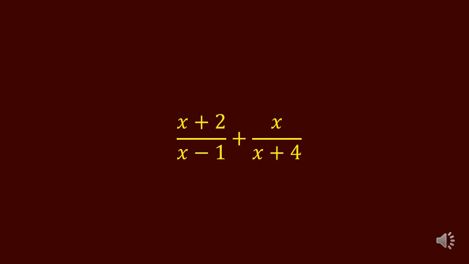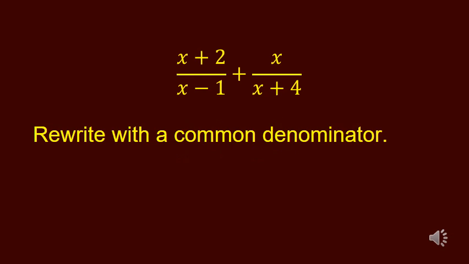I'm going to find a common denominator, I'm going to rewrite stuff with that common denominator, and then we're going to add to find out what the answer is. So first off, we want to look at these fractions, (x + 2)/(x - 1) plus x/(x + 4), and rewrite them using a common denominator. Now, when in doubt, that common denominator is just the bottom of the first fraction times the bottom of the second fraction, and that's exactly what it's going to be here: (x - 1)(x + 4).